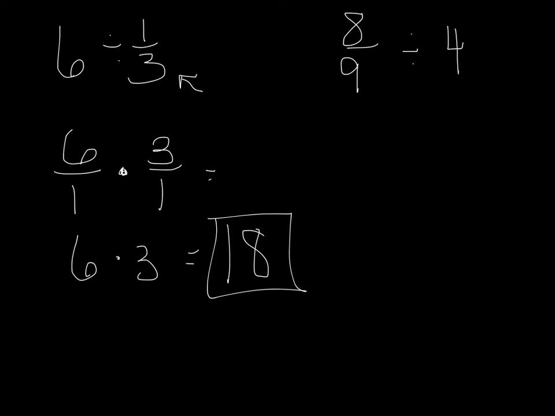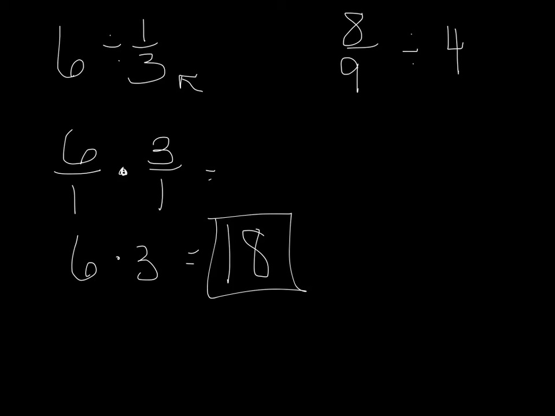Because remember we talked about if you have 6 items of something, like 6 chocolate bars, and you divide them into thirds, how many thirds would you have? You would have a lot more thirds than you did wholes, which is why it's 18.